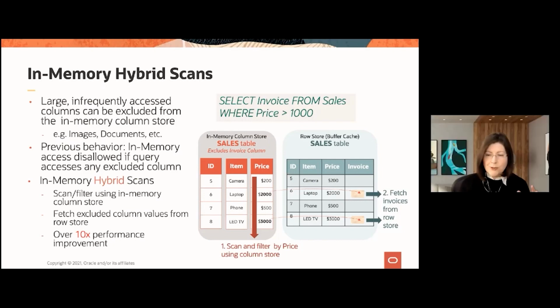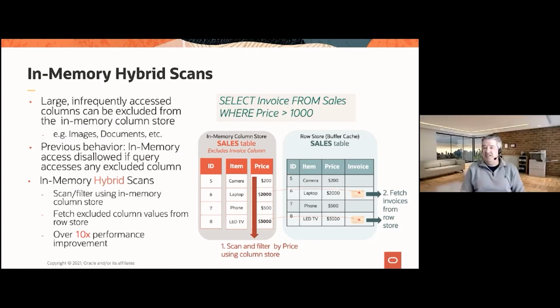That seems very cool. It seems to me, and correct me if I'm wrong, we're kind of using the in-memory column store like an index lookup, and then using that to just get the individual rows we need from the table. Is that a good way to think about a hybrid scan? Yeah, I think it is.